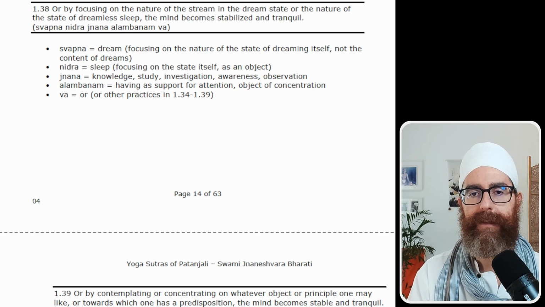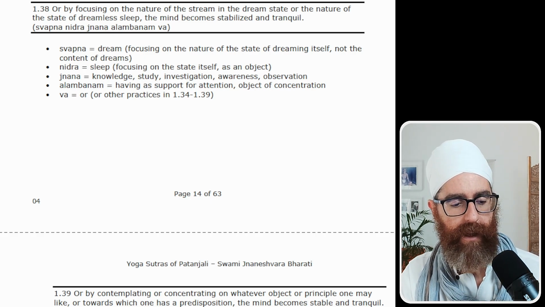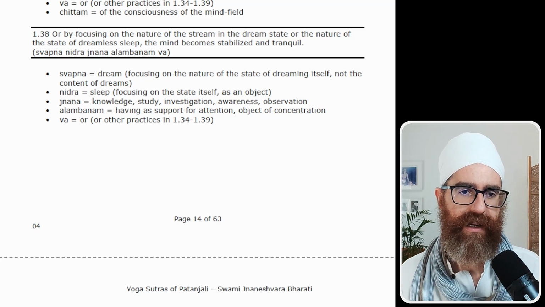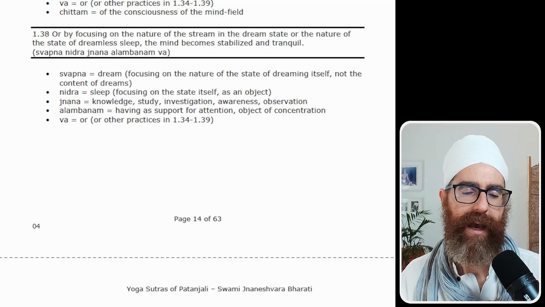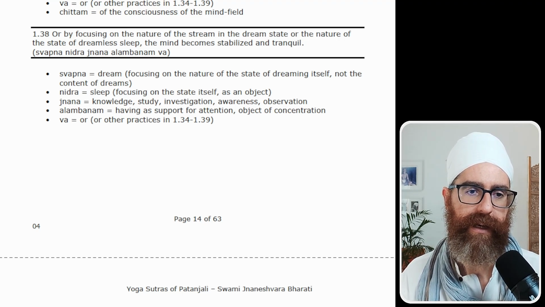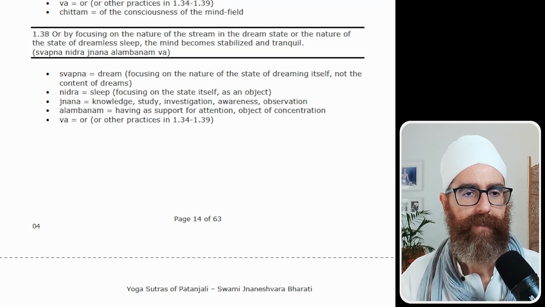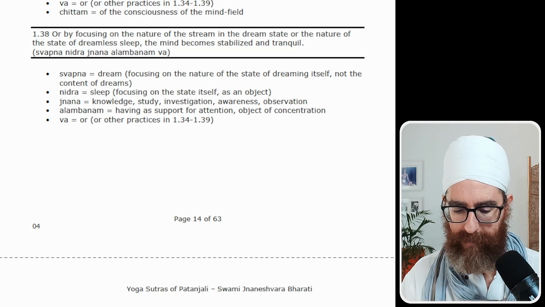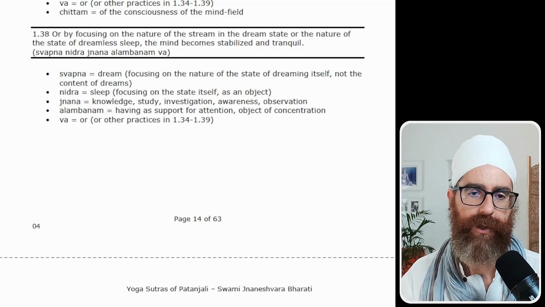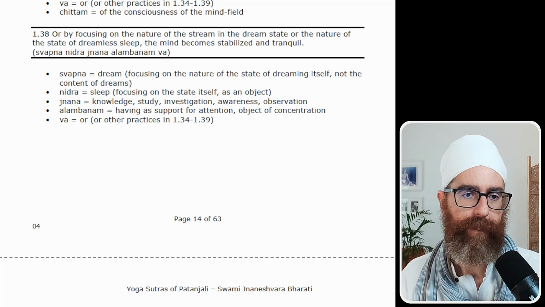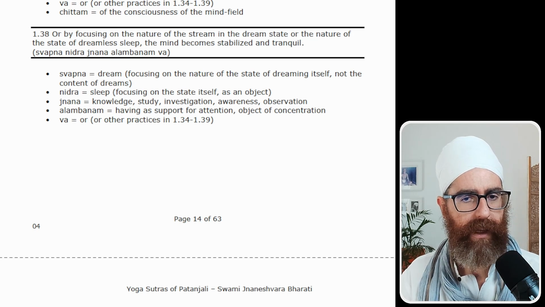Now I have a slightly different understanding of this line, and I was reflecting upon it. I've seen other translations which are similar to this, but I have another understanding. There are these words: swapna, nidra, jnana, and alambanam. Alambanam is the object of meditation. So what is going to be your object of meditation? These three. Patanjali tells us, look, the object of meditation can be swapna, nidra, jnana. Okay, what does that mean?